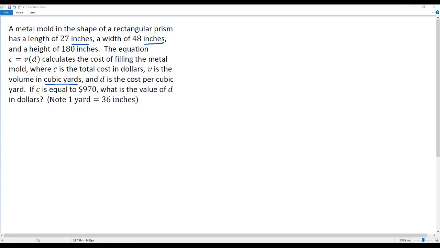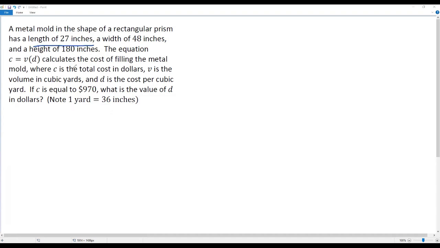Now, to get the volume in cubic yards, our first task is to convert the given dimensions from inches to yards. We have the information that 1 yard equals 36 inches. A yard is a larger unit and an inch is a smaller unit, so I have to convert smaller units to bigger units. Whenever we convert from smaller to bigger units, we divide. So I have to divide each of the three dimensions by 36, because 1 yard equals 36 inches.